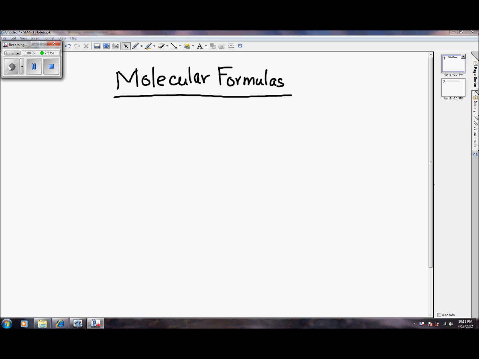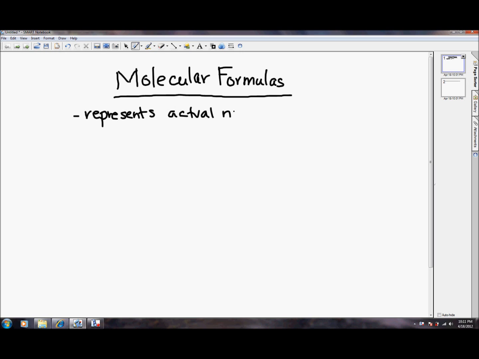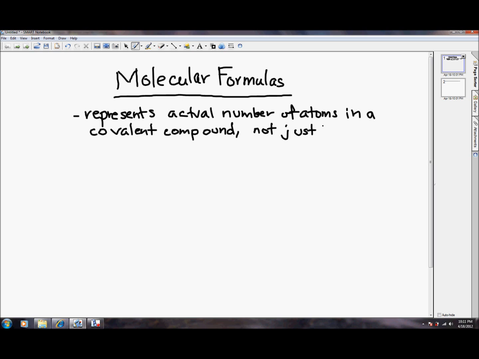Molecular formulas build on empirical formulas, because a molecular formula is different than an empirical formula in that it represents the actual number of atoms in a covalent compound, not just the simplest ratio.